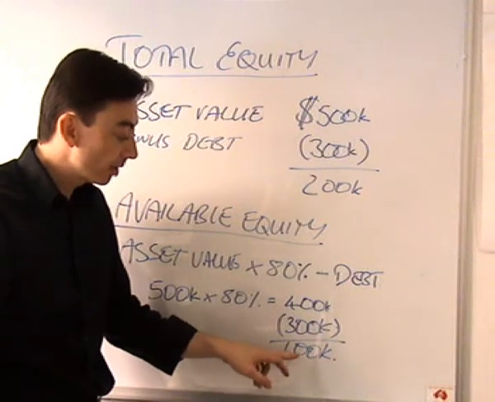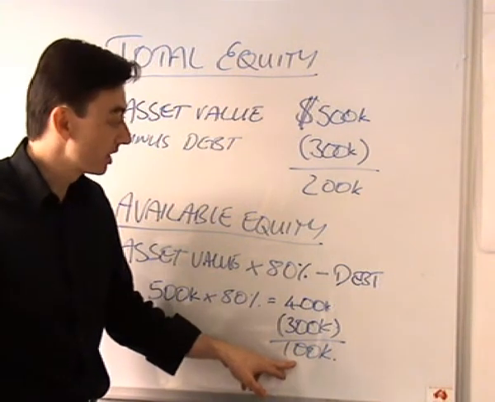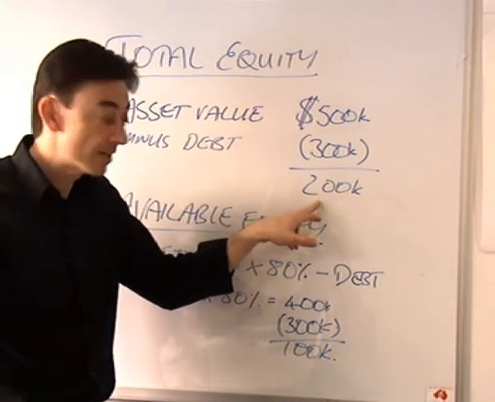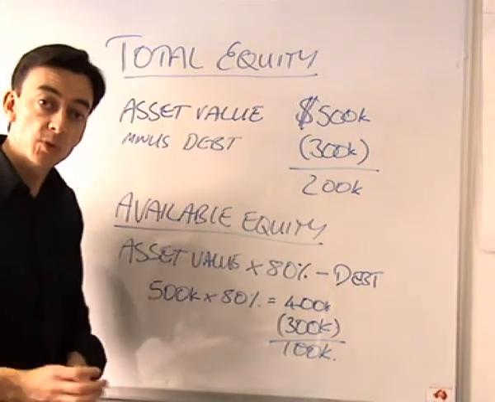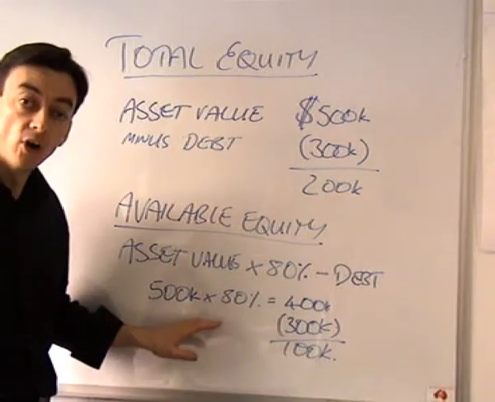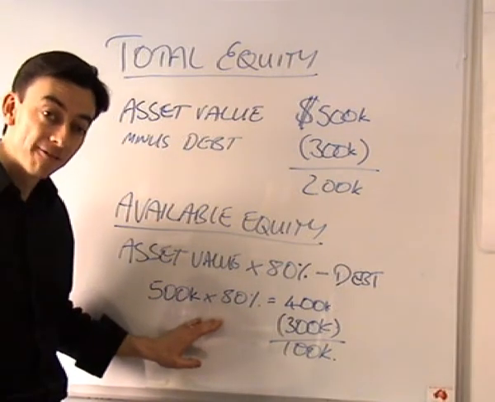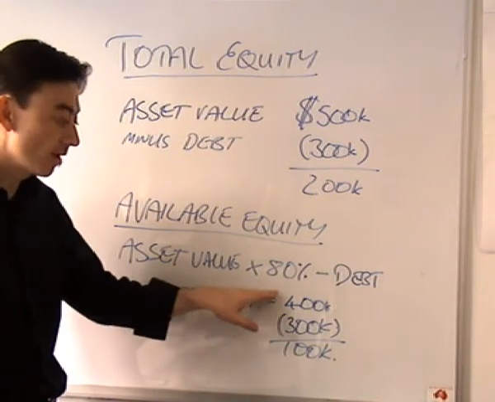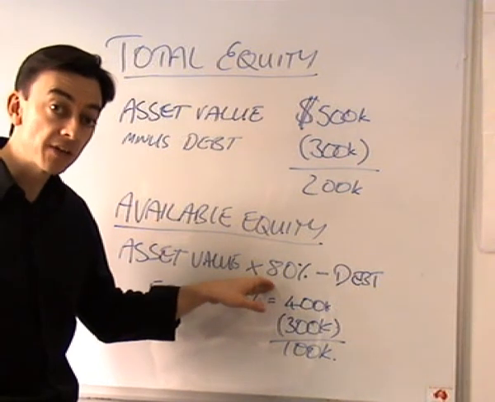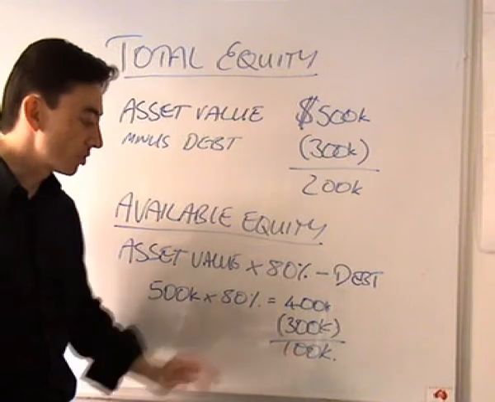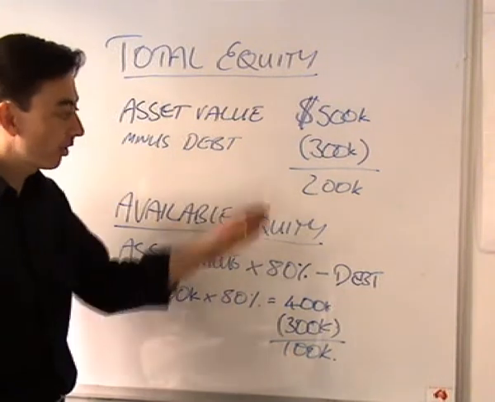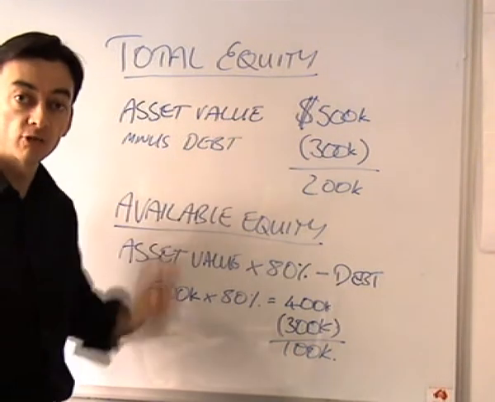So as you can see, the available equity is usually always less than, or either the same as, your actual total equity available. So that's the difference between the two. That's the formula for calculating your available equity: the asset value times the percentage the bank is willing to give you for the value of the asset, minus the current debt you have. That gives you your available equity, and total equity is simply the value of the asset less your debt.